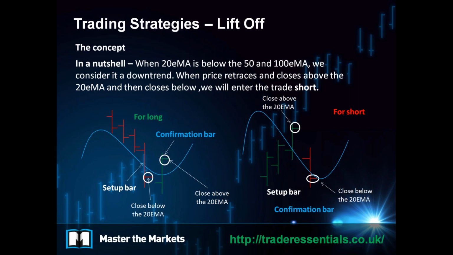We then look for a setup and a confirmation bar. The setup bar, if we're going long, is on the left hand side just here. If we're buying, then we want a setup bar to close below the low of the 20 period moving average. For the confirmation bar, we're looking for a close above the 20 period moving average. This is for a buy trade. Obviously for a short it's the other way around, but if you're buying, that's the order you're actually looking for.